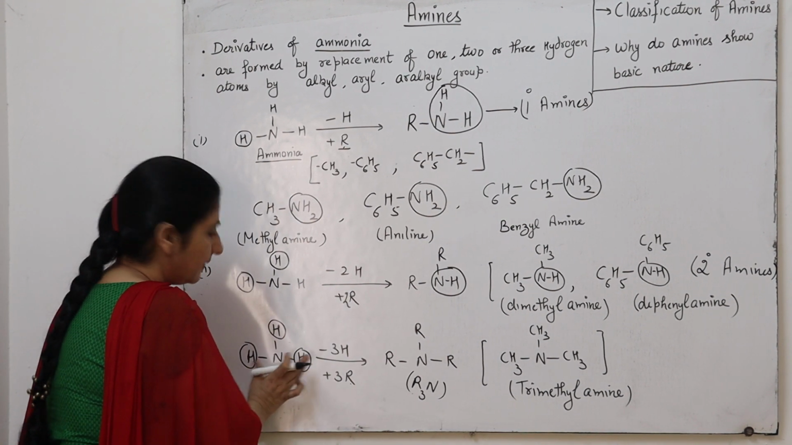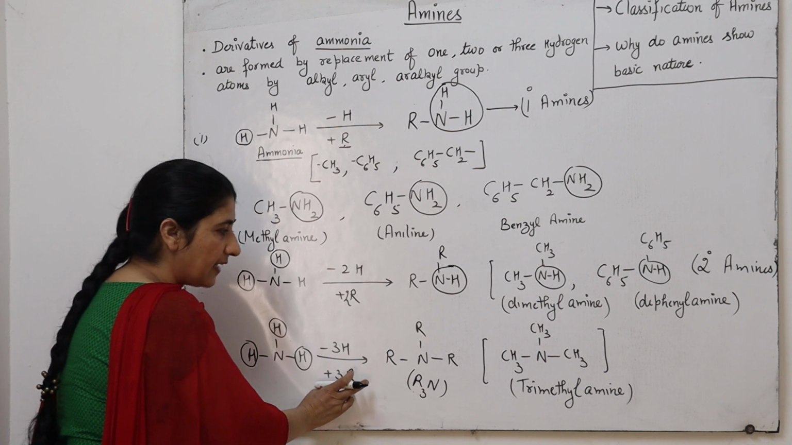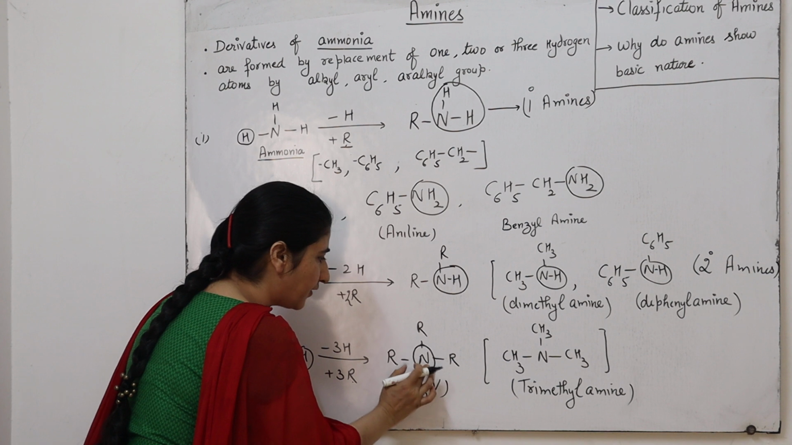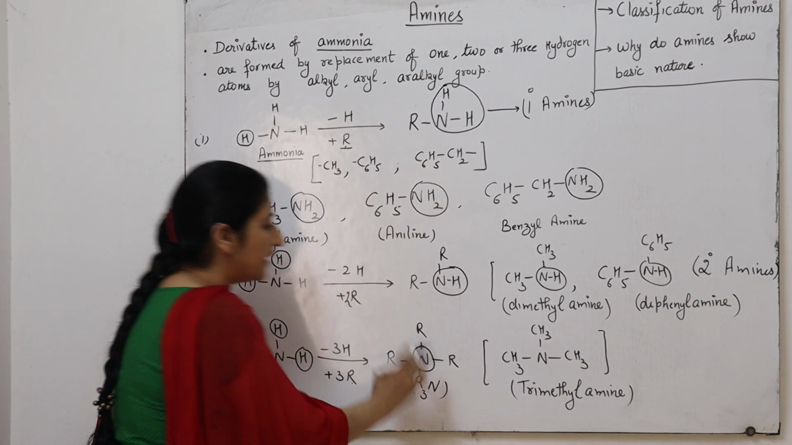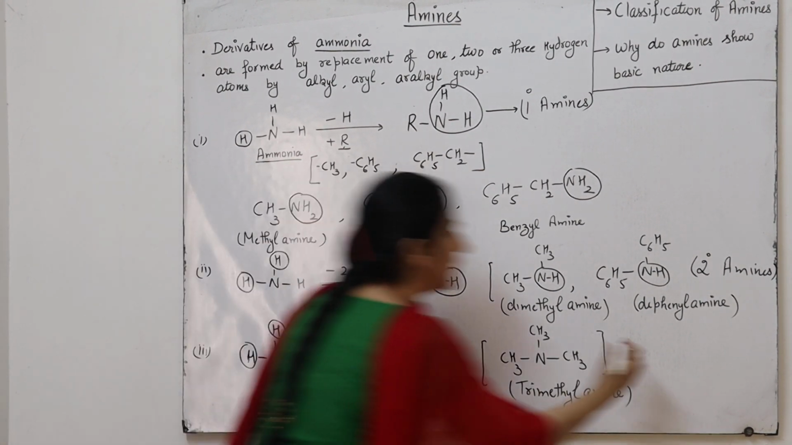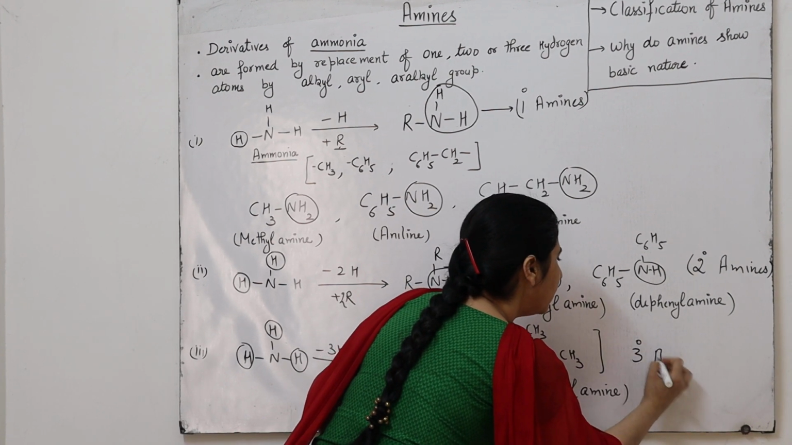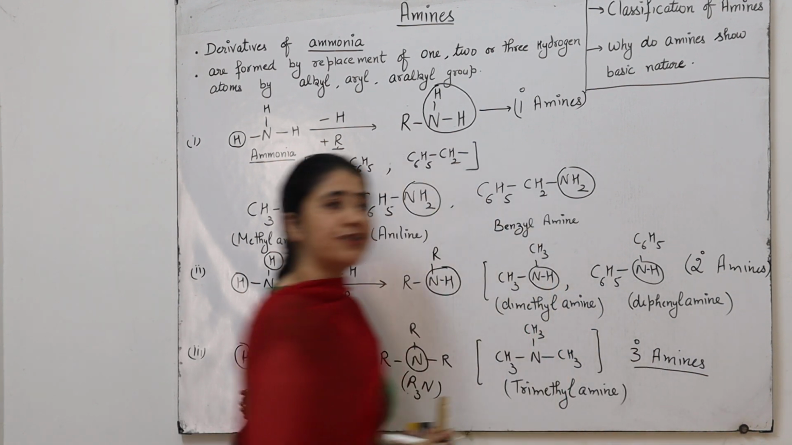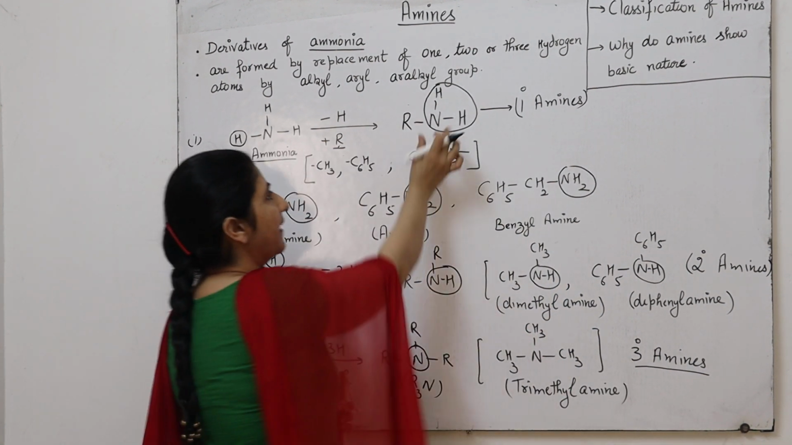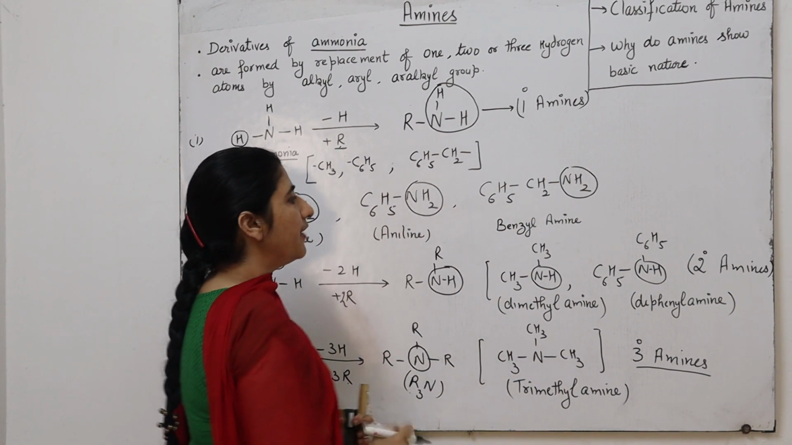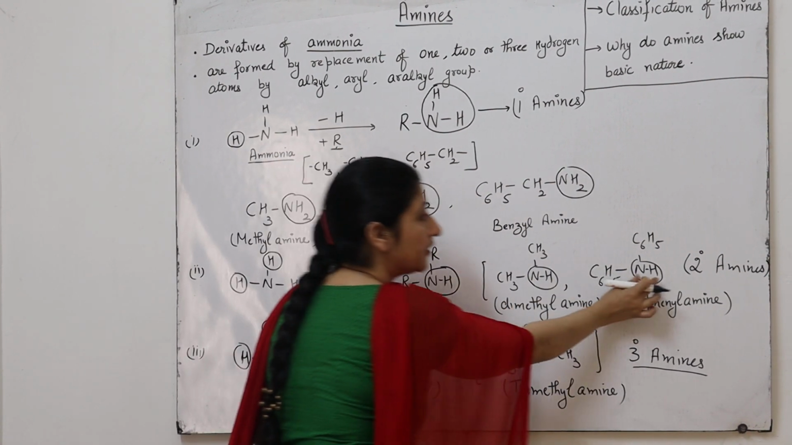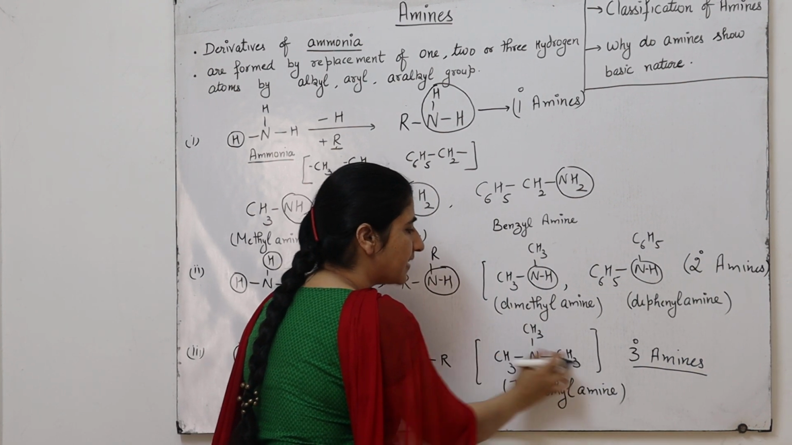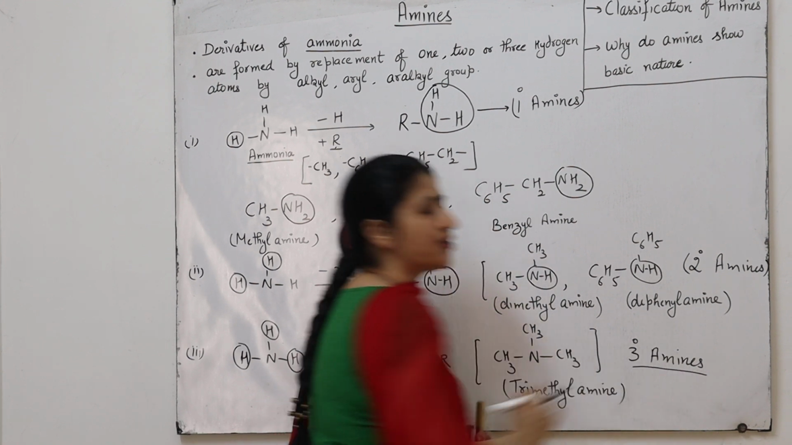On replacing 3 hydrogen atoms with 3 alkyl groups, we get amines having the functional group N. These amines having the N functional group are known as tertiary amines. So depending upon the functional group: if the amine contains NH2, we get primary amines. If the compound has an NH functional group, it is a secondary amine. If there is N along with 3 substituted groups, they are known as tertiary amines.